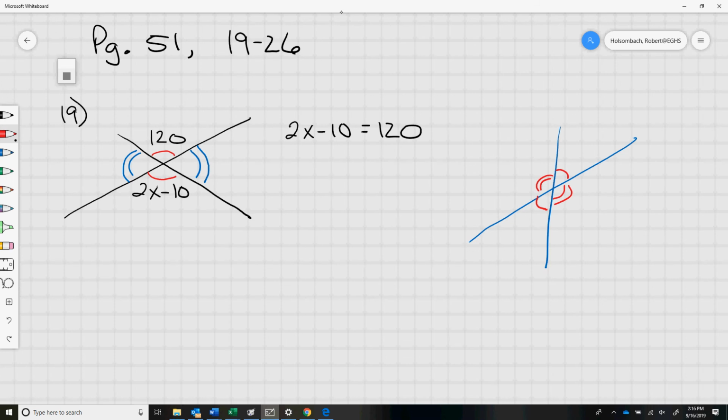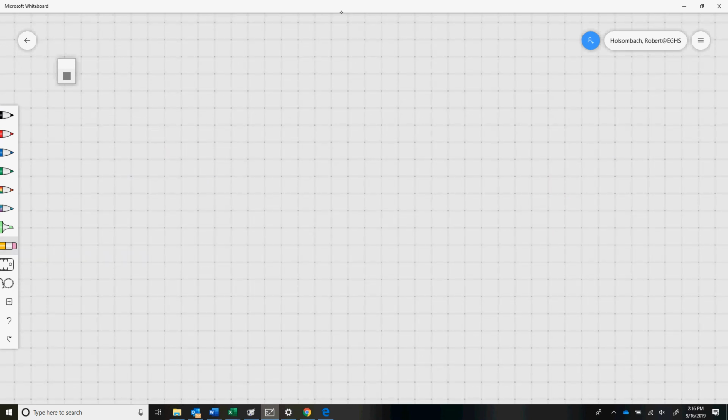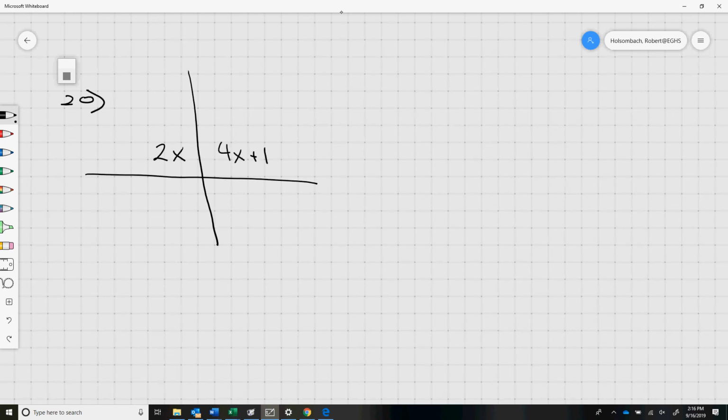Number 20 looks about like this. On the left side you've got a 2x, and on the right top you've got a 4x plus 108. What is their relationship? They're supplementary. They're a linear pair, aren't they? So they have to sum to 180. So your setup is 2x plus 4x plus 108 equals 180. Combine your like terms and solve for x.